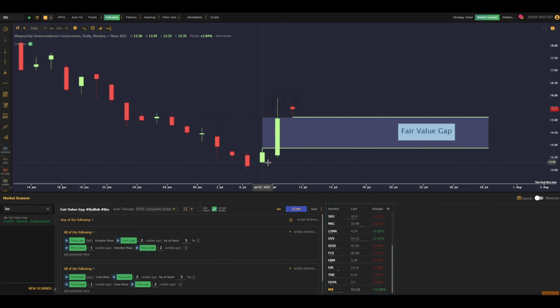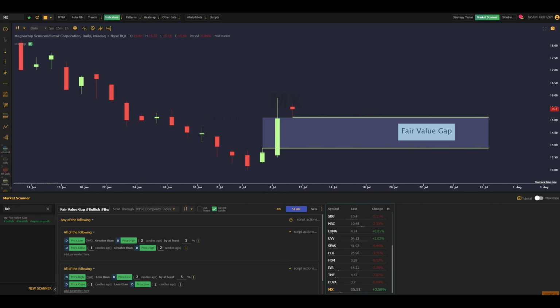MX here, this is a fair value gap that's been created due to a move to the upside. So today's low is greater than 2 candles ago's high by at least 5%. And also we have the close 1 candle ago is greater than the high 2 candles ago.